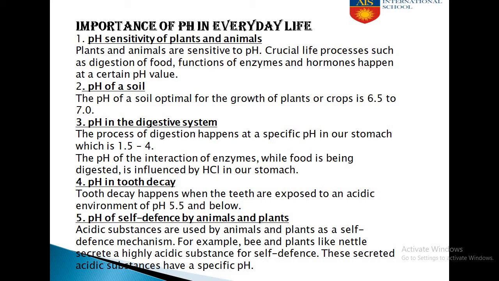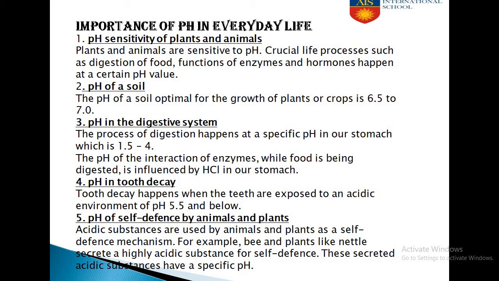Function of enzymes: there are a few enzymes like pepsin, from pepsinogen, which activate only when the medium is acidic. Hormones also act at a certain pH value. Now, pH of soil. The optimum pH value for the cultivation of crops is 6.5 to 7. pH in the digestive system: the process of digestion happens at a specific pH in our stomach, which is 1.5 to 4. So the pepsinogen enzyme gets active.